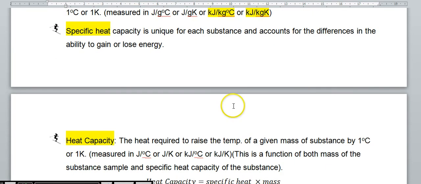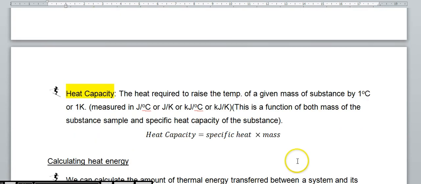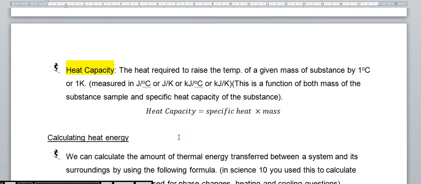So specific heat capacity is unique for each substance, and it accounts for the differences in their abilities to either gain or lose energy. And so therefore there are differences in the abilities to heat up or cool down rapidly. A slightly different value is called heat capacity. The heat capacity is the heat required to raise the temperature of a given mass of substance by 1 degree Celsius, and we can tabulate, or we can give you the heat capacity for an entire system.